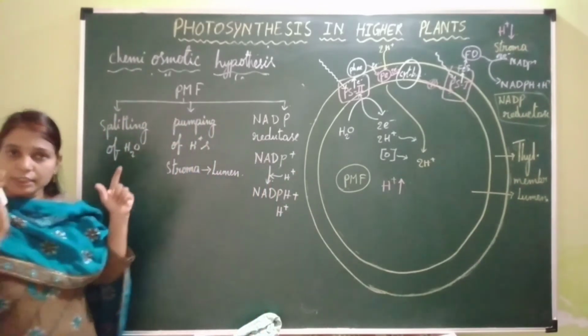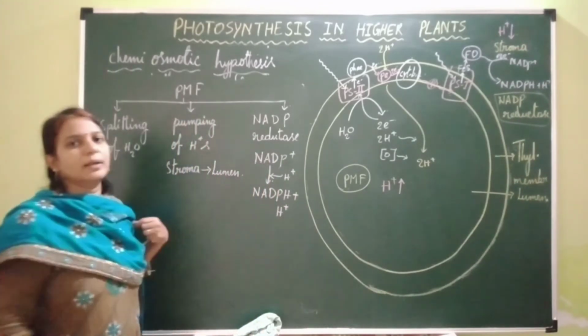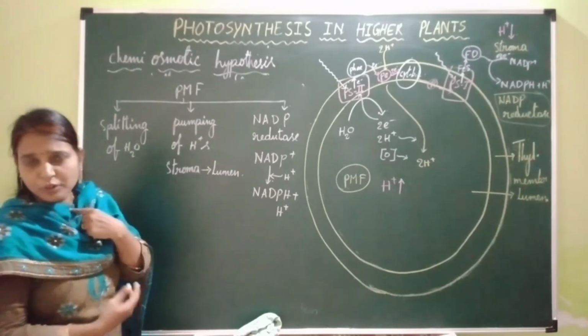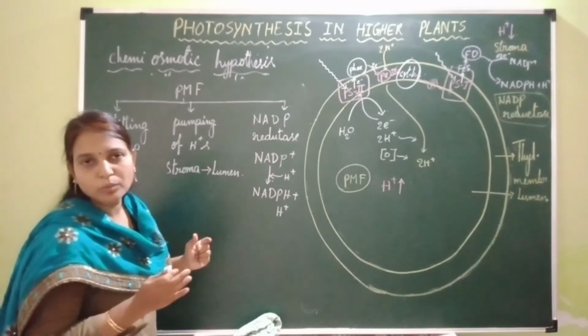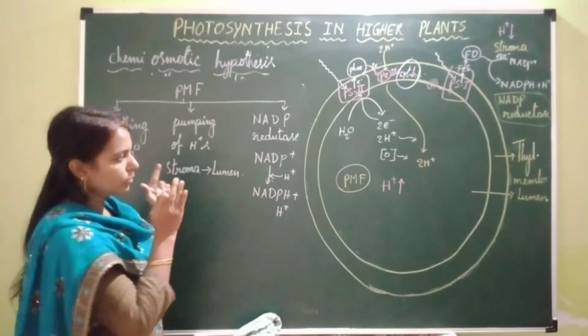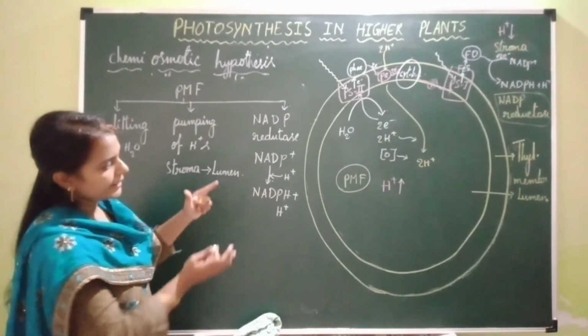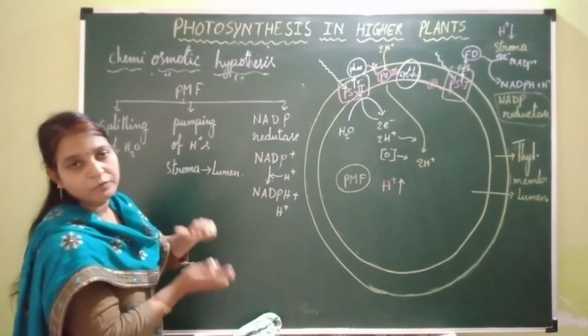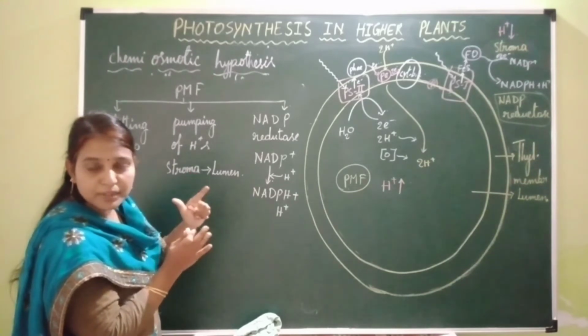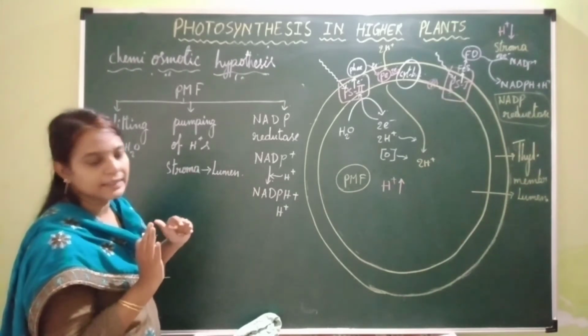And hence due to these three reasons, what happens? Proton concentration is decreased in stroma but increased in lumen, resulting in the development of proton gradient. That is nothing but proton motive force. Now this proton motive force undergoes breakdown. The proton gradient breaks down, and hence protons start moving towards stroma, from where? From the transmembrane channel of ATP synthase enzyme.